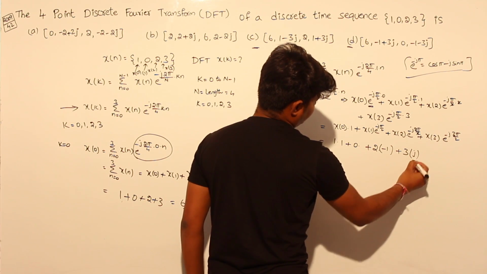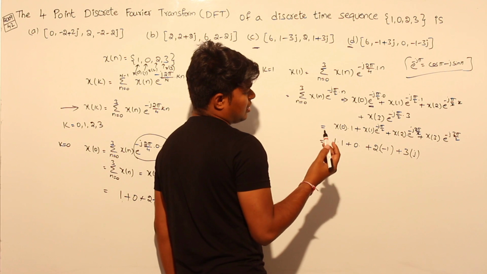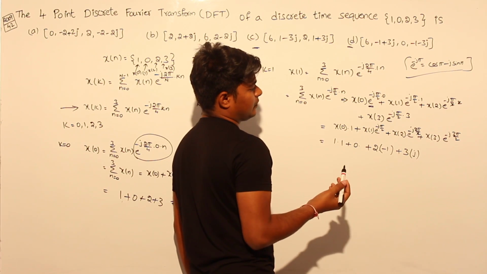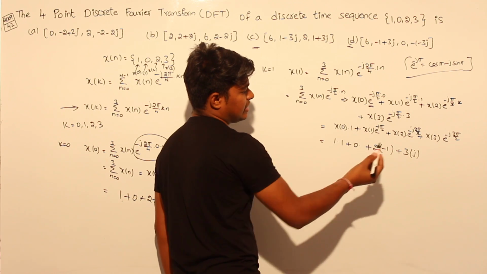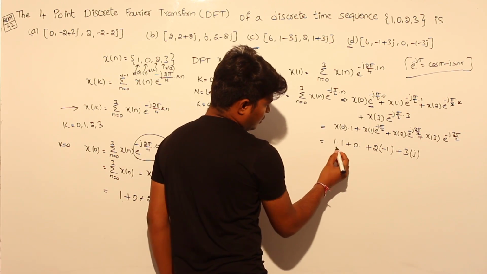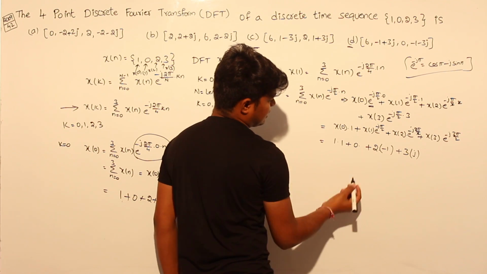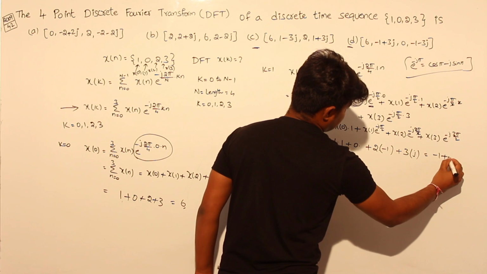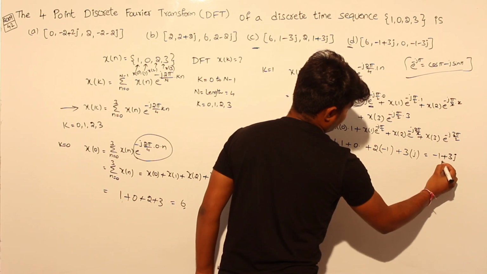j. Why? Because cos 3 pi by 2 minus j sin 3 pi by 2 results in j. This will be equal to 1 minus 2 plus 3j. This will be equal to minus 1 plus 3j.